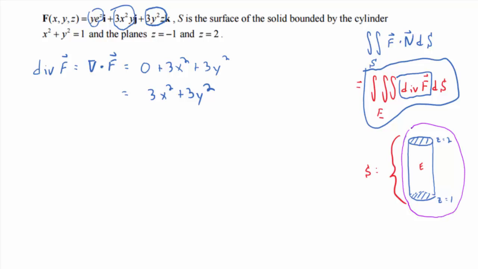Now, in order to evaluate our integral, well, okay, hold on. Let me set it up before I say that. So our flux integral is going to be equal to the triple integral of 3 times x squared plus 3 times y squared. What do you think I'm going to do with that 3? Pull it out, right? So 3 times x squared plus y squared dV.